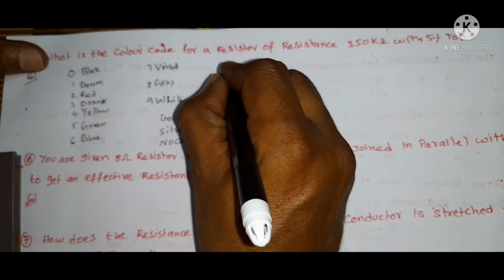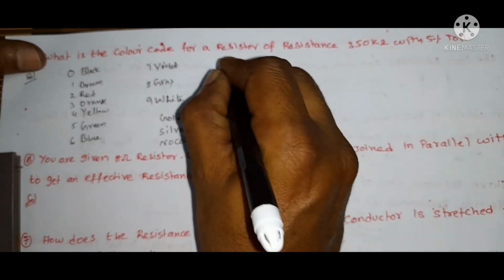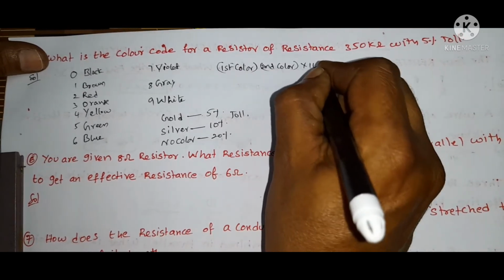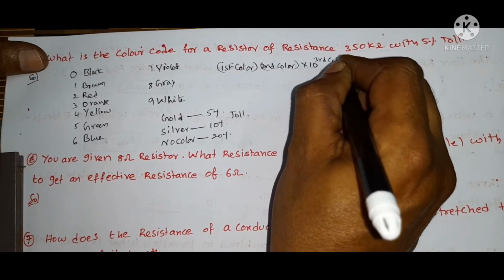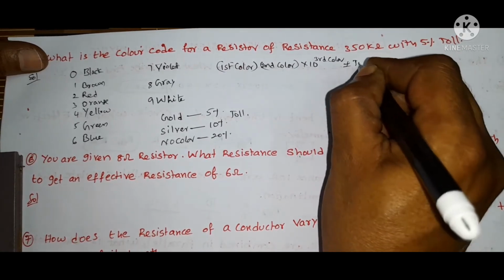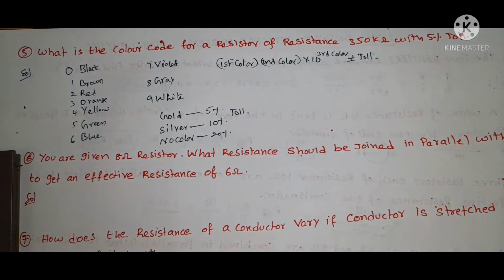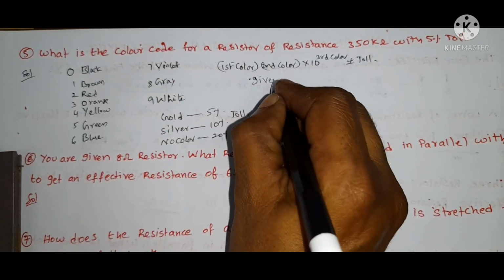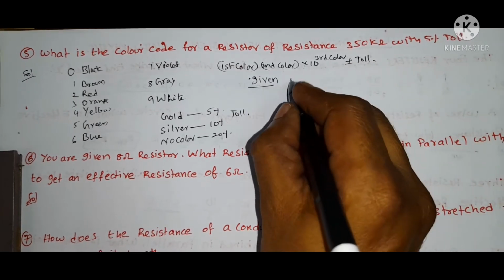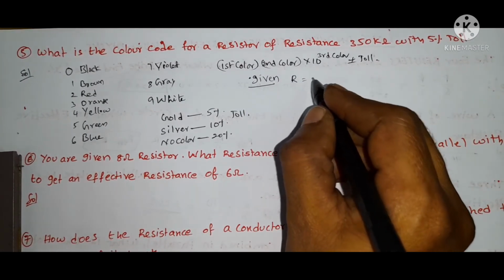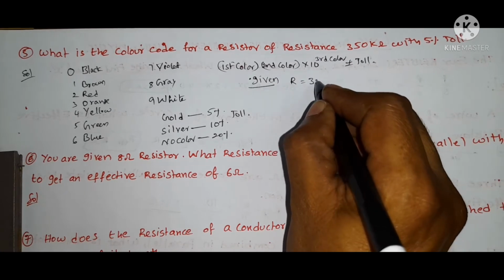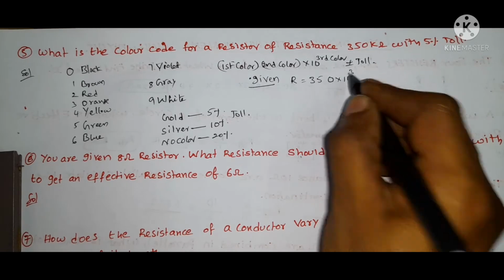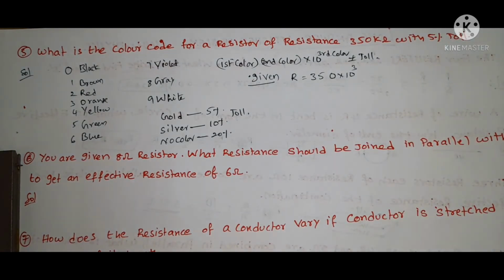The formula is: first color side by second color, into 10 power third color, plus or minus tolerance. That is the formula. So from this given data, 350 kilo ohms is given. That is, R is equal to 350 into 10 power 3. Kilo means 10 power 3.